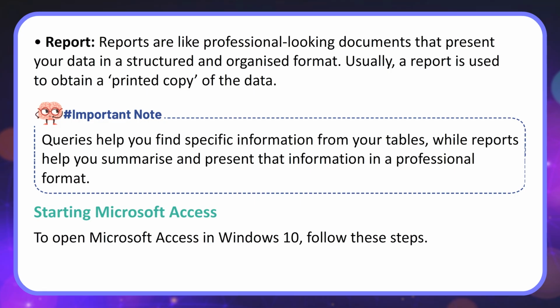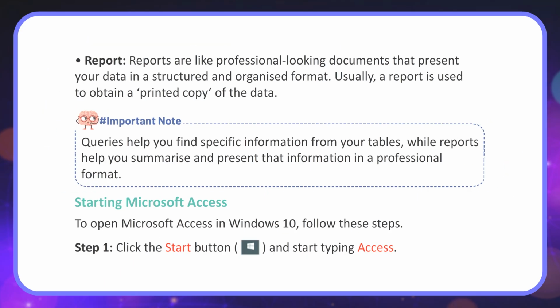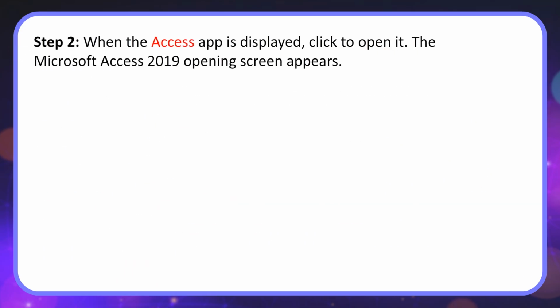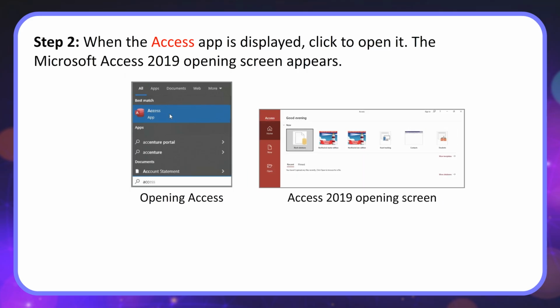Starting Microsoft Access. To open Microsoft Access in Windows 10, follow these steps. Step 1. Click the Start button and start typing Access. Step 2. When the Access app is displayed, click to open it. The Microsoft Access 2019 opening screen appears. Opening Access. Access 2019 opening screen.